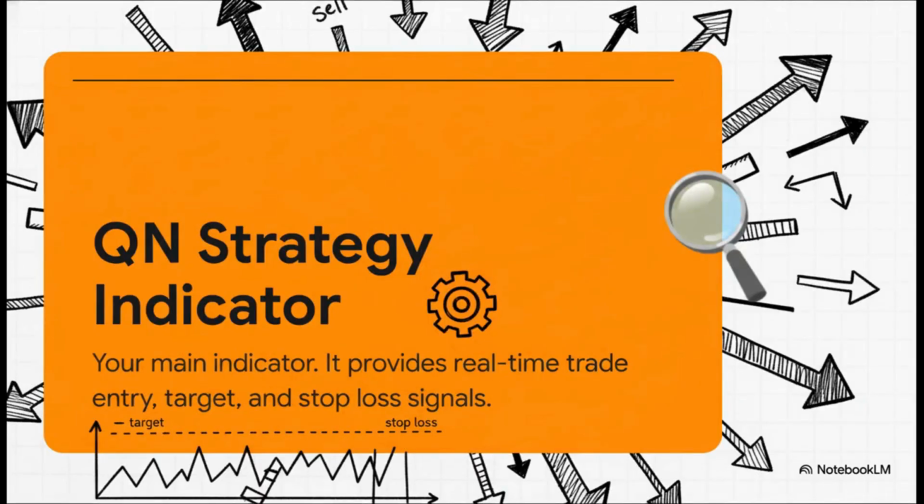Out of those 3, this is the one you're going to be watching the closest. The Q1 strategy indicator is really the engine of the whole system. It's what actually generates the buy and sell signals right there on your chart, telling you when to get in, where your profit target is, and most importantly, where your stop loss needs to be.